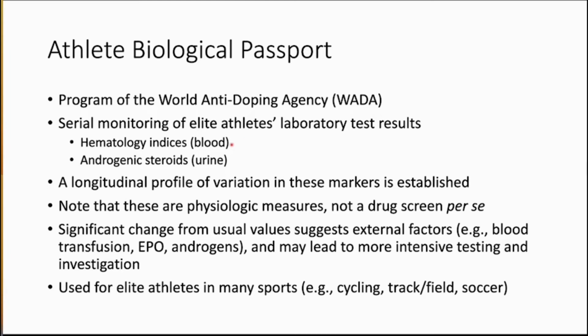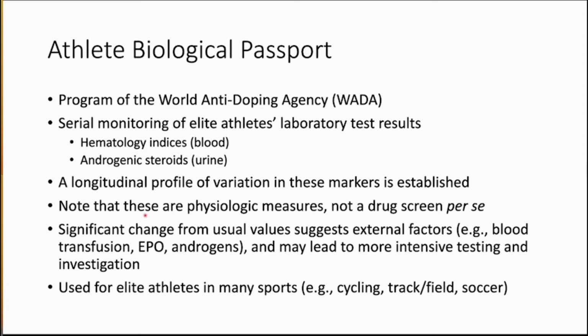So what they do is they build up a sort of profile of your biological variation in a number of measurements, specifically hematologic indices and androgenic steroids. The heme stuff comes from blood collections, and the androgenic steroids come from urine measurements. So you're required to give a small sample of blood periodically, and a urine sample periodically. They build up a database by collecting these over some period of time, and they can establish for each athlete his or her biological variation for these different markers.